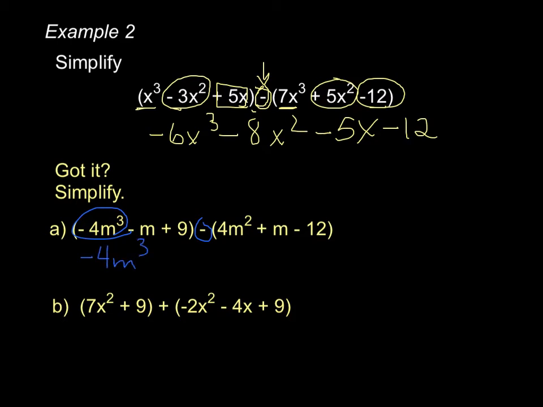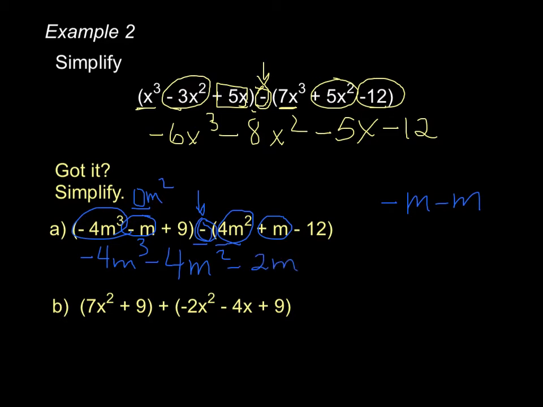And then I'm going to look for my next largest degree, which would be a 2. Well, I don't have any x squareds at the front, so I could think of that as having a 0x squared at the front, minus the 4x squared. So 0 minus 4 would give me negative 4x squared. When I look at the x terms, I've got a negative x minus x, which gives me negative 2x.